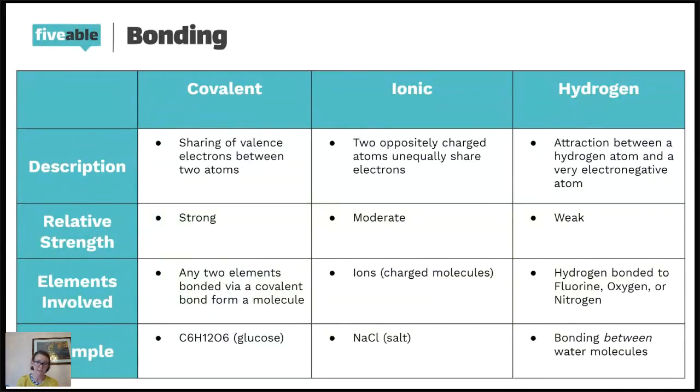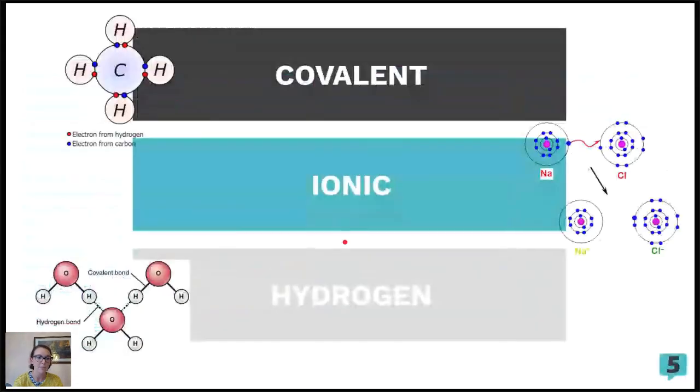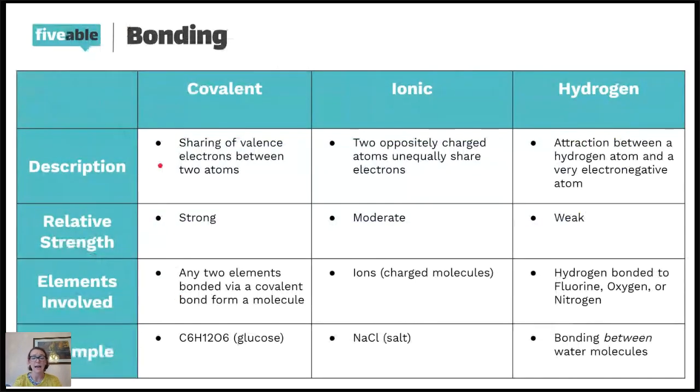So glucose is an example, but I will also highlight that water is an example as well. And you can see that here. Between the oxygen and hydrogen of a water molecule, we have covalent bonding. Hydrogen bonds we'll talk about in a second, but they're not the ones that actually form the molecule of water. So again, that's equal sharing of electrons.